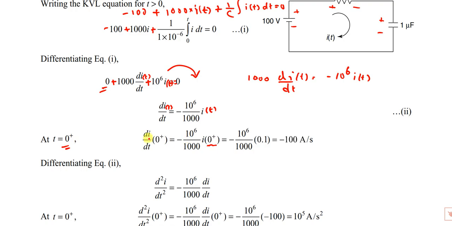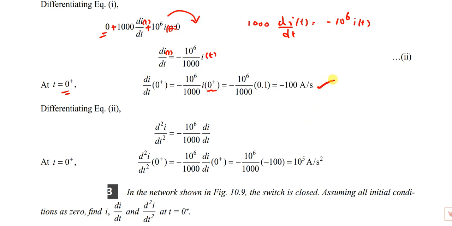So the unit is di by dt. I value is current, current unit is ampere. dt, delta t, is time. So ampere per second. This minus will come because this plus 10 power 6, if you bring it to the right side, becomes minus. So this is one answer we got.